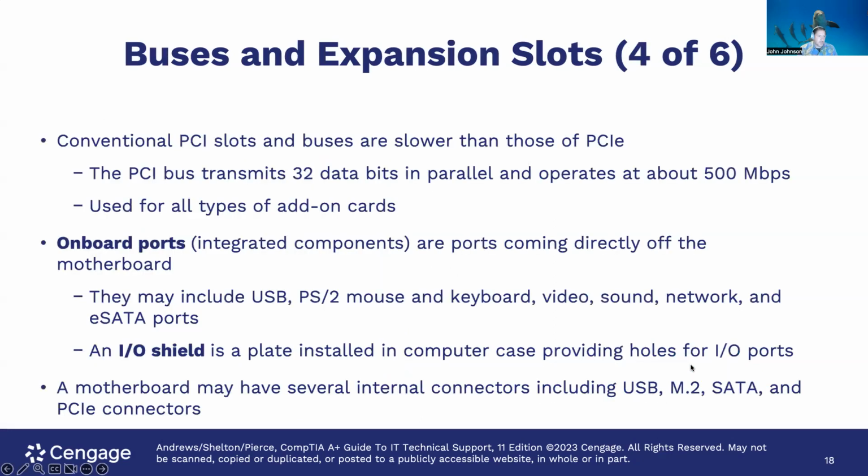So continuing on, the conventional PCI slots and buses are slower than those of the PCIe. The PCI bus transmits 32 data bits in parallel and operates at about 500 megabits per second. They're used for all types of add-on cards.